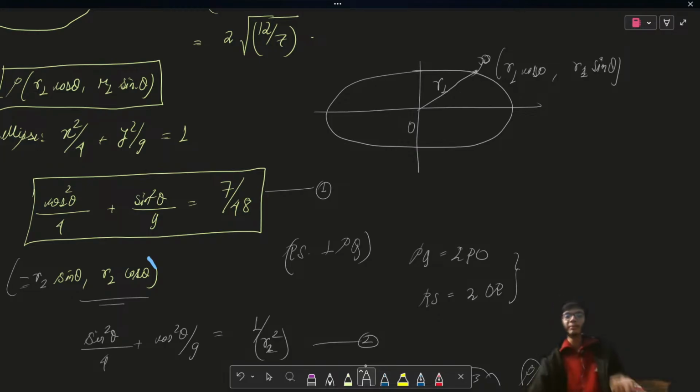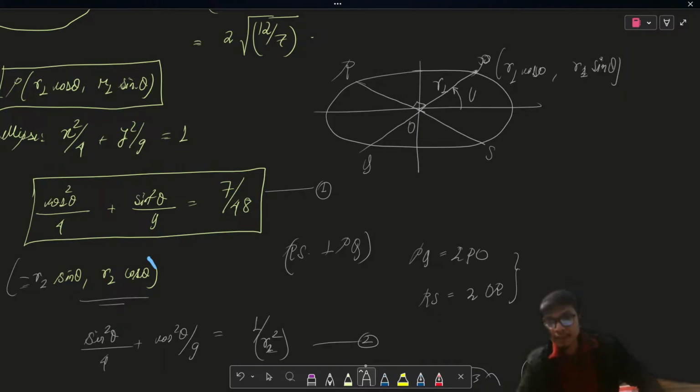And in a similar manner, since this is PQ, I also have one more point, which is RS, right? Since these lines are perpendicular, if I assume this angle is theta 1, then this particular line will be nothing but pi by 2 plus theta 1, right? So this particular angle can also be given as pi minus this entire angle.